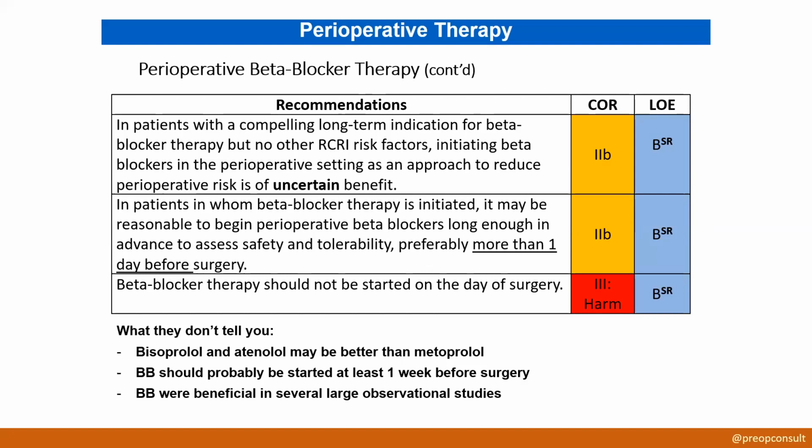This is indirect evidence. I would probably start a beta blocker at least 1 week, maybe 2 weeks before, so you can see what the effect is on heart rate and blood pressure and be able to titrate it. And by the way, the positive trials with beta blockers all used dose titration and the cardioselective drugs. And in observational trials, just being on a beta blocker was shown to be beneficial.